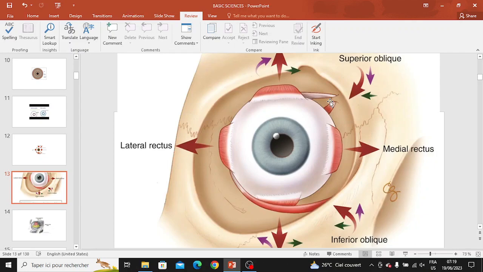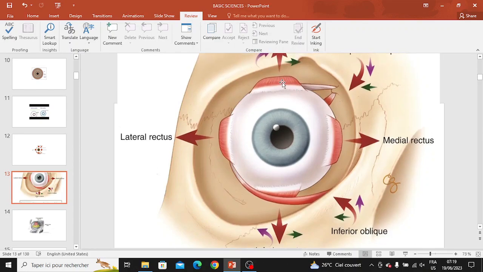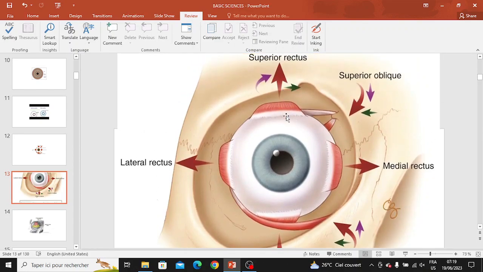So that is what intorsion or incyclotorsion is. Okay, again, let's talk about what the inferior oblique muscle does. The inferior oblique muscle takes part in what you call extorsion or excyclotorsion. In other literatures, other books, instead of using extorsion, they can use excyclotorsion. What is excyclotorsion? What it means is that the 12 o'clock position of the eyeball finds itself placed laterally. In that case, the 6 o'clock position will be found in this direction: 12 o'clock here and then 6 o'clock position over here.